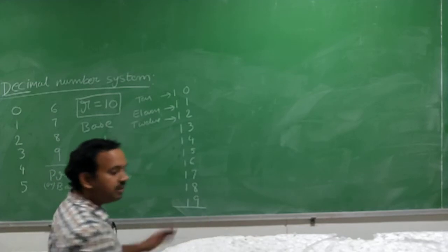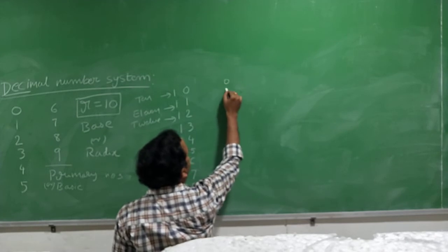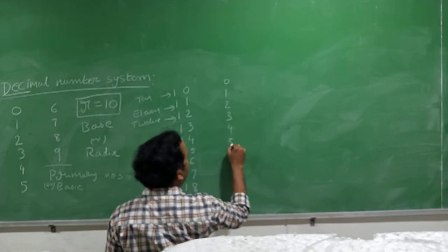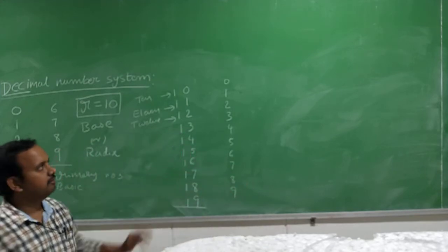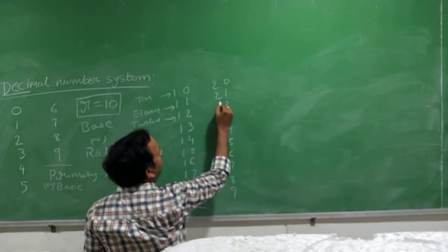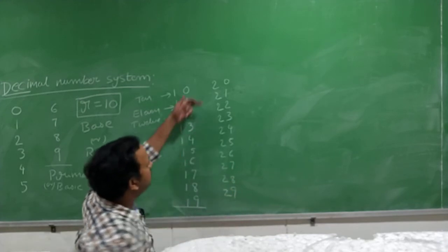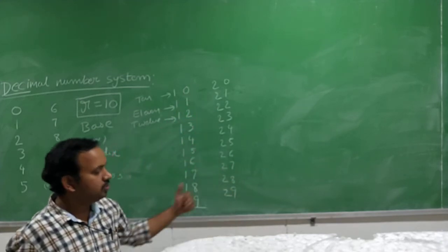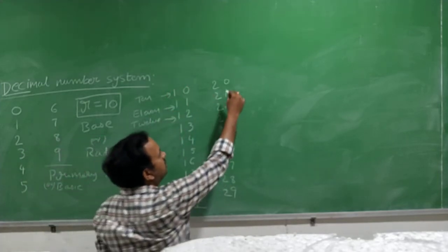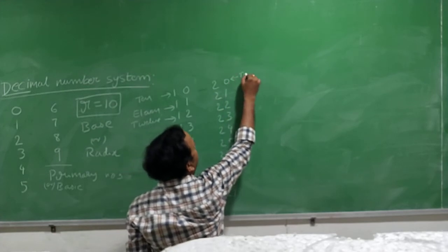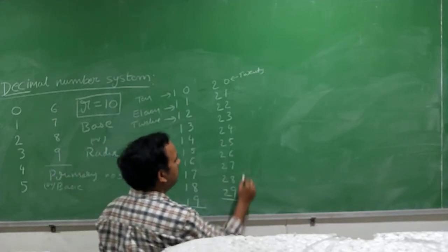After 19, what is the next number? We need to derive it. Again the same procedure: you repeat the sequence 0, 1, 2, 3, 4, 5, 6, 7, 8, 9. This time you are repeating the sequence for the second time, so you need to keep 2 in front. Then you get the new sequence 20, 21, 22, 23, 24 up to 29. We need to give names to these numbers to call them conveniently. Here I have given the names 20, 21, 22, 23, like that, up to 29. This will go on.